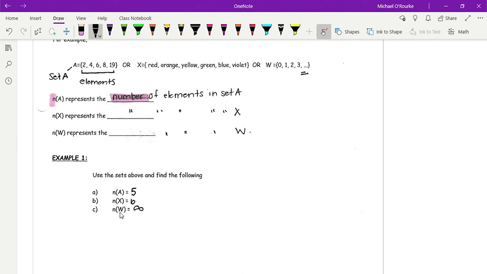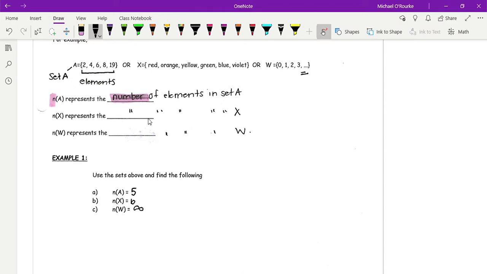And the number of elements in set W is infinite, right? And why is it infinite? Because the three dots say it's just going to keep going and going and going. That's a six, right here. One, two, three, four, five, six. Yeah. So everyone knows that part?